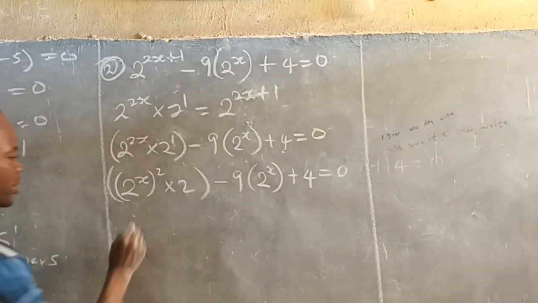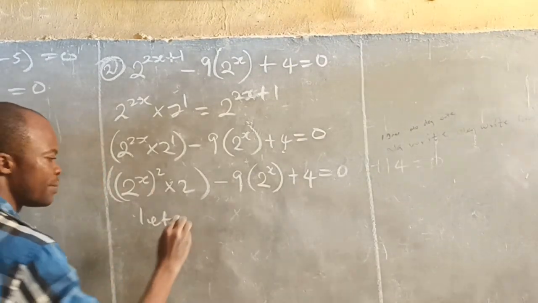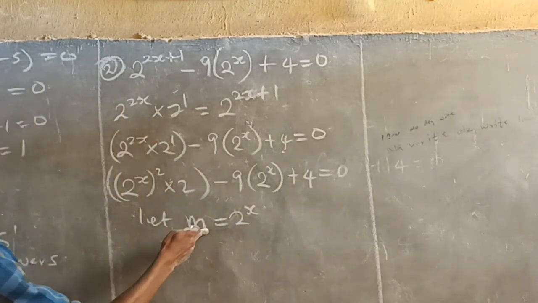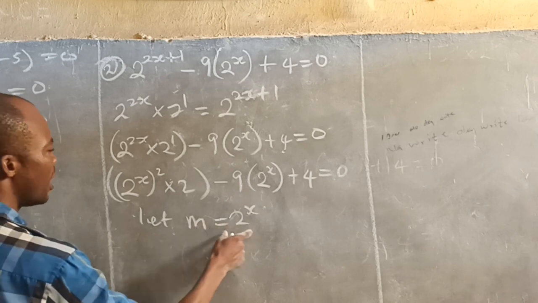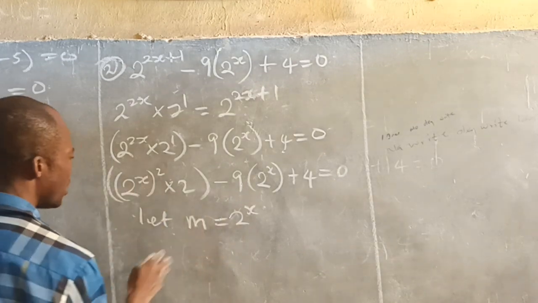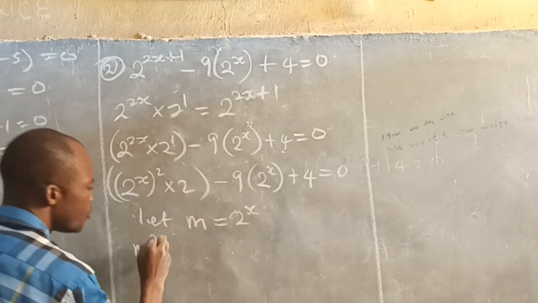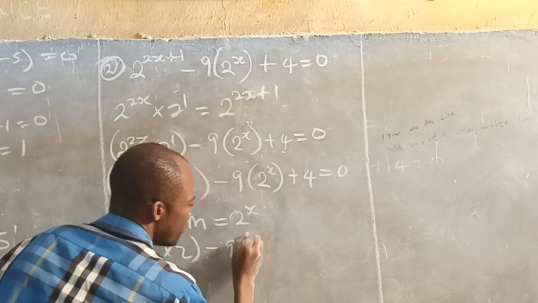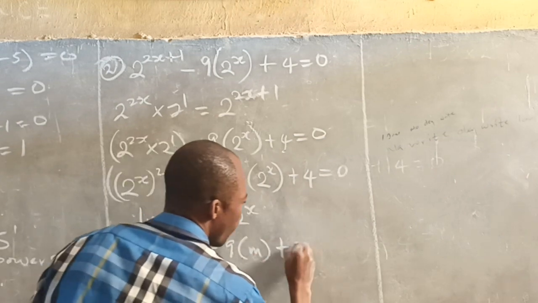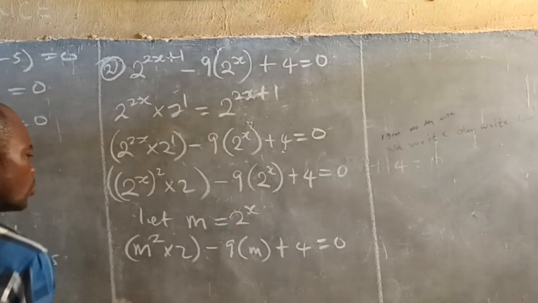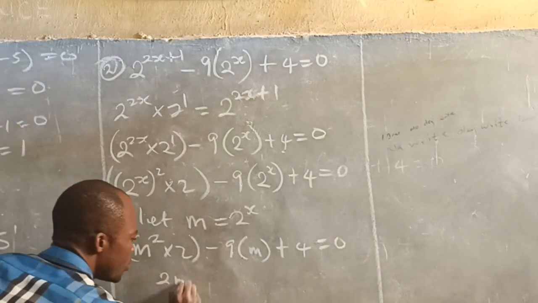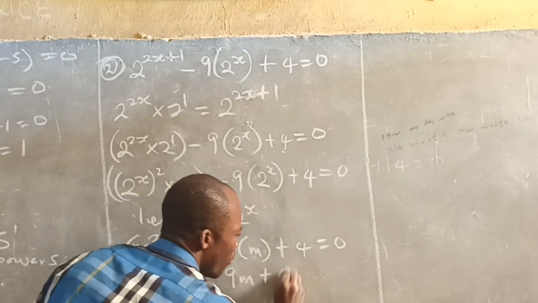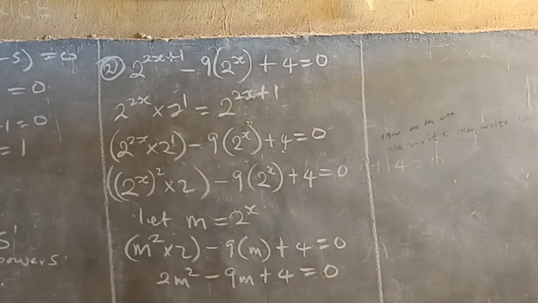Just the way we did in the first number, we will repeat a similar step. Let m be equal to 2 raised to the power of x. So wherever we have 2 raised to the power of x, we now put m. So we now have m raised to the power of 2 times 2 minus 9 bracket m plus 4 is equal to 0. So m squared times 2 gives us 2m squared minus 9m plus 4 is equal to 0. Now we have a quadratic equation.